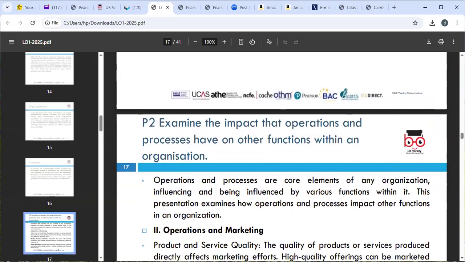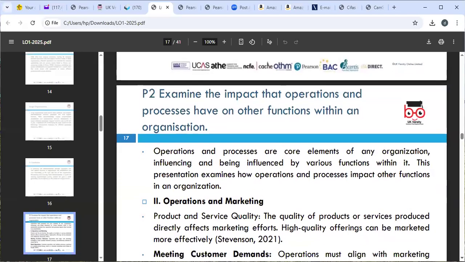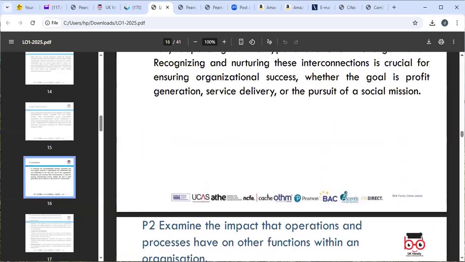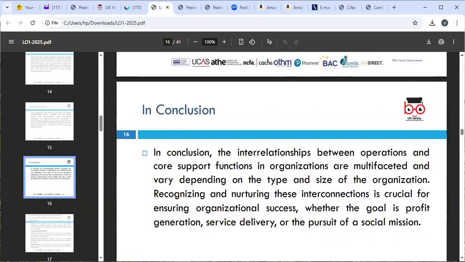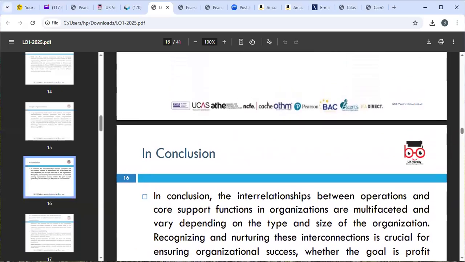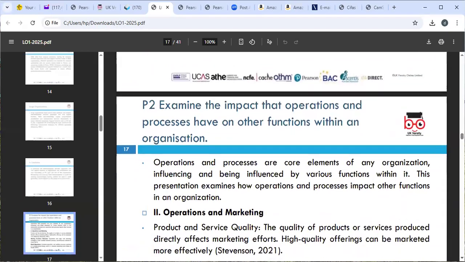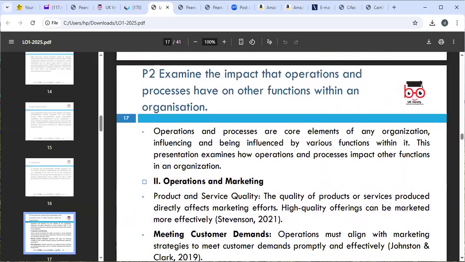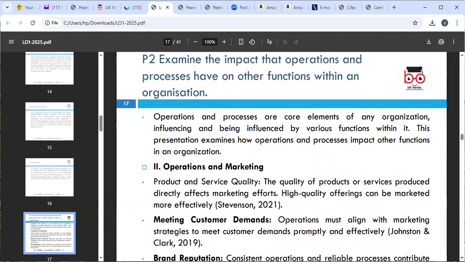Now, in part two, we are going to examine the impact operations and processes have on other functions. Operations and processes are core elements of any organization, influencing and being influenced by various functions within it. This presentation examines how operations and processes impact other functions in organizations.